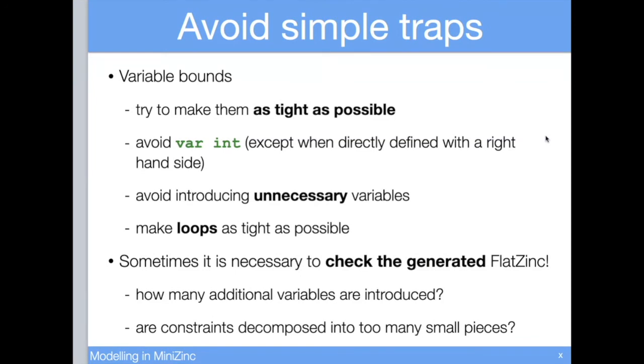You should avoid introducing unnecessary variables. We don't want to add more variables than needed, variables which don't take part in any constraints and don't really matter. One of the classic examples of this is, let's say, we're representing a graph by a connectedness matrix. There's a 0-1 variable saying whether two nodes are connected in this square array.